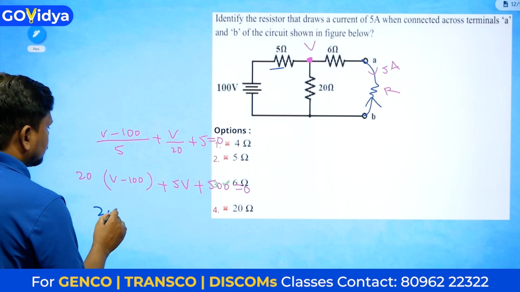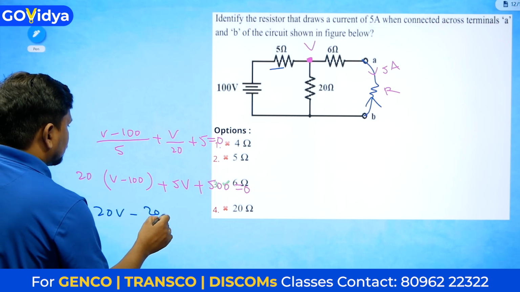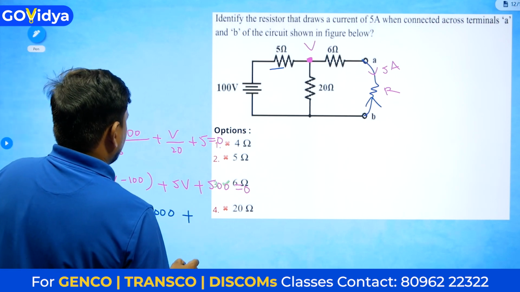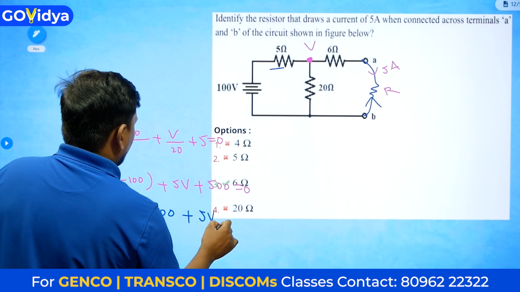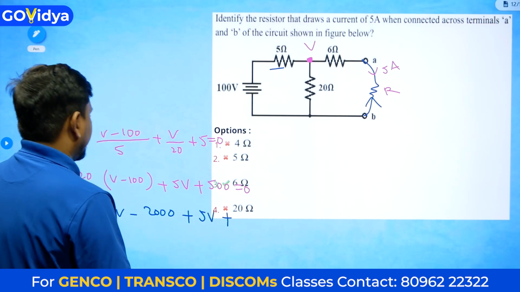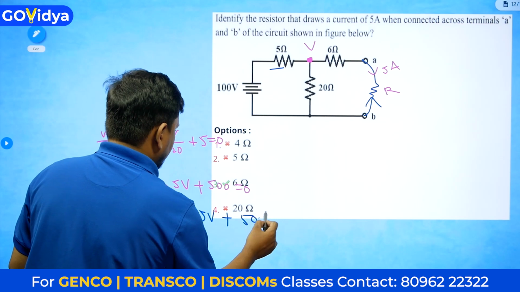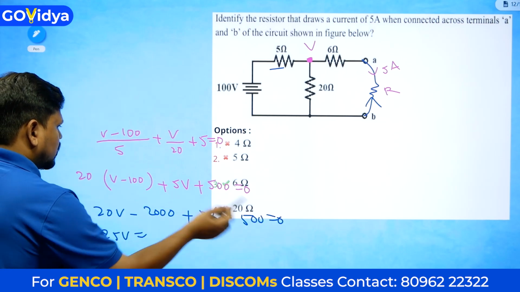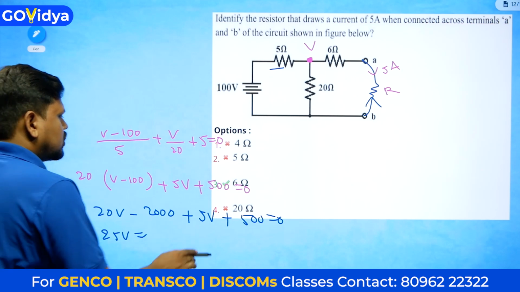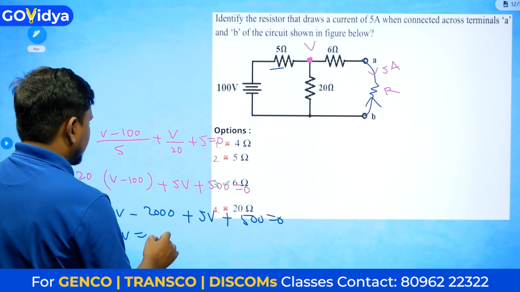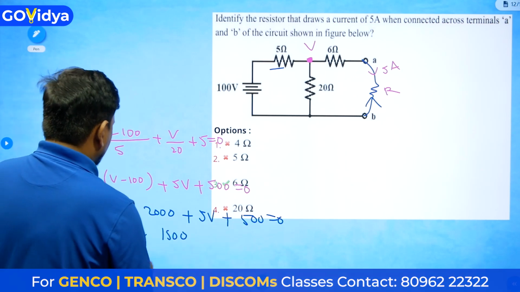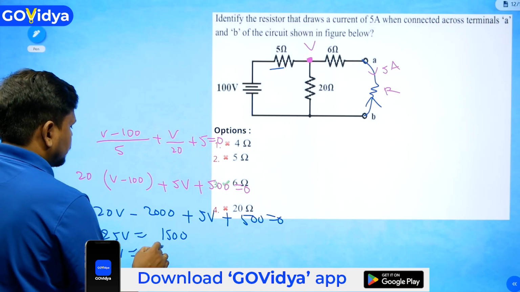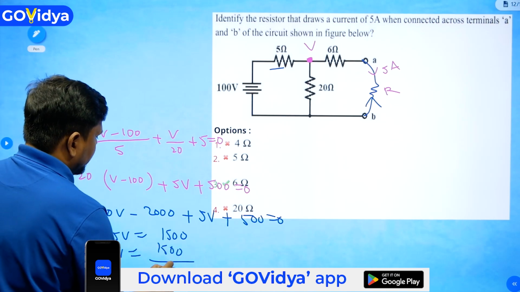So this is 20V minus 2000, plus 5V, plus 500 equals 0. In total, 25V equals 2000 minus 500, which means 1500. So V equals 1500 divided by 25.